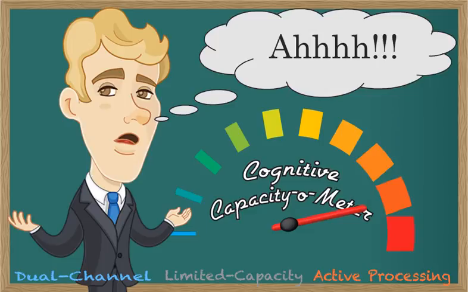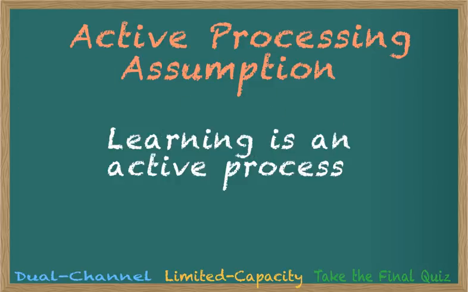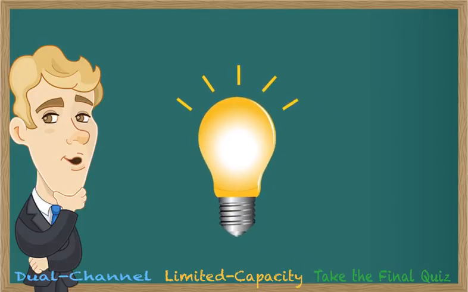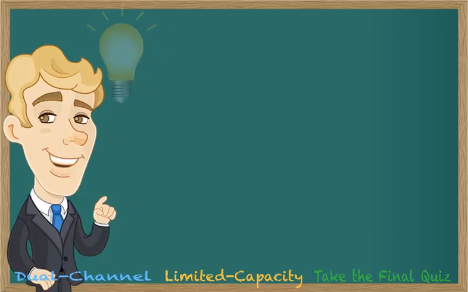Finally, the active processing assumption indicates that learners make sense of learning material by applying cognitive processes to incoming new information. This is called active learning. In other words, learners construct coherent mental representations of their experiences by actively engaging in cognitive processing.